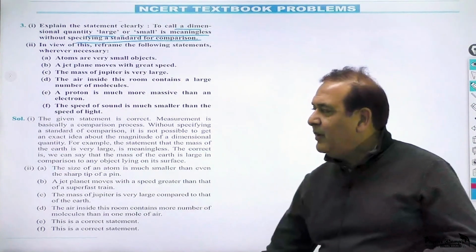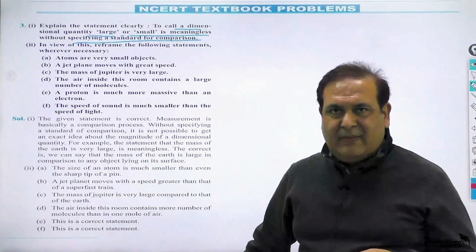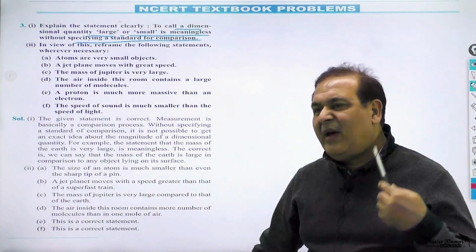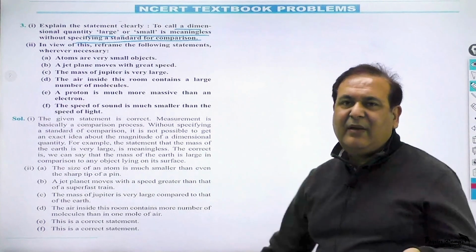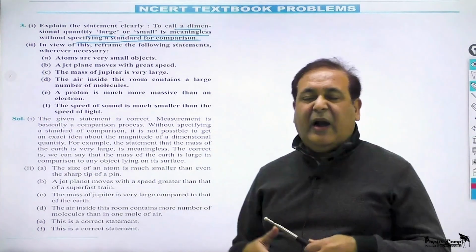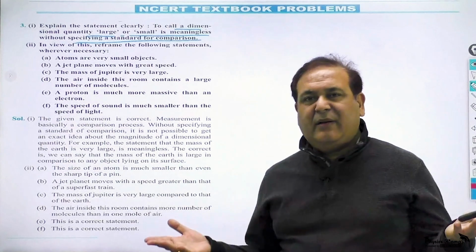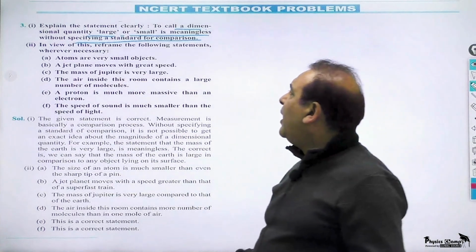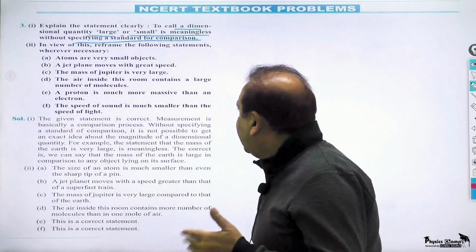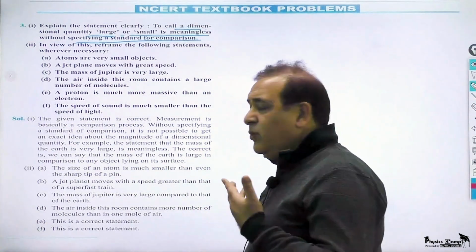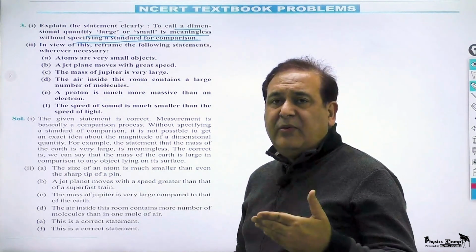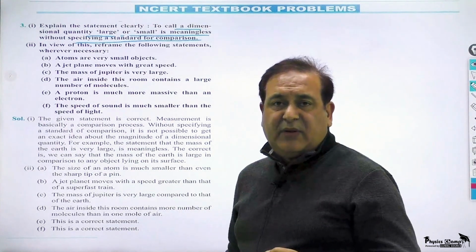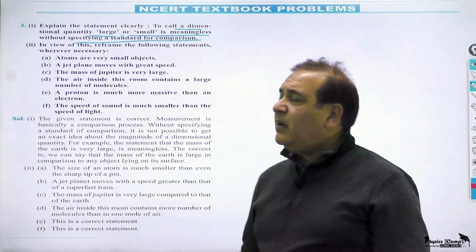Same thing is here. If we can compare one physical quantity with a unit, then we are able to explain well. Otherwise, by just saying very small or very large without comparing, it doesn't make any sense. So to call a dimensional quantity large or small is meaningless without specifying a standard for comparison. So we have to always choose a standard unit, and then we can compare a physical quantity with the standard of measurement. Then only its explanation is complete.